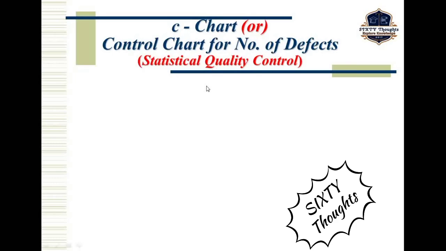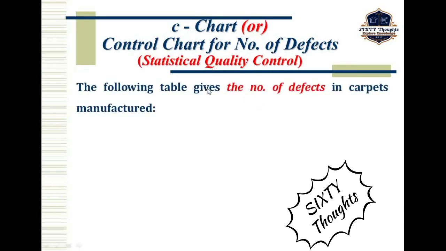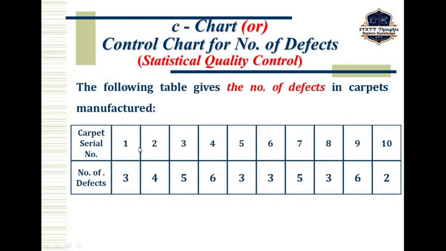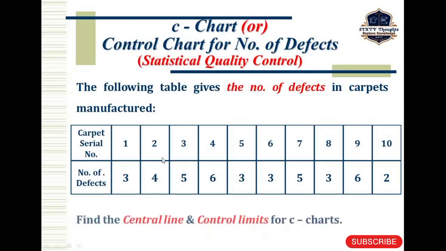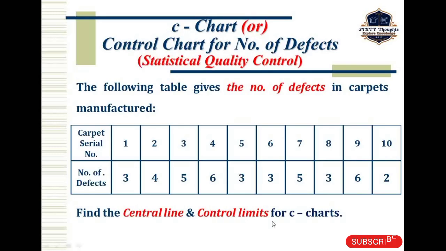C chart problem, right? So let us consider one problem. The following data gives the number of defects in carpets manufactured. So here we consider a carpet serial number, that means different types of carpets. We have 10 values. So the number of defects value is: carpet 1, 3; carpet 2, 4; carpet 3, 5. Likewise, we get 10 defect values. So once the given data has number of defect values, you consider this problem belongs to C chart, right? So find the central line and the control limits for C chart.